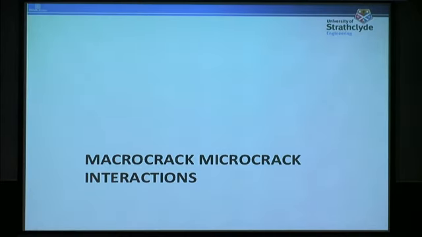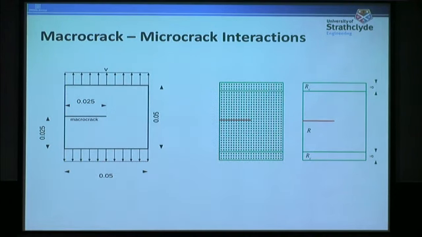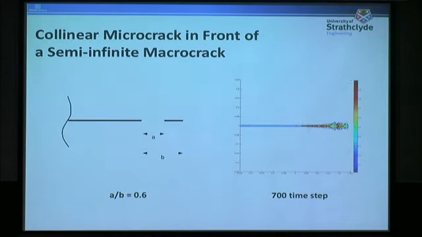As I mentioned, another goal for us is to use peridynamics at small scales, not just macro scale, but we want to see also if we can capture things happening at the micro scale. And this is a very simple example. For that, we want to see how the macro cracks and micro cracks are interacting with each other. And this is where we started.